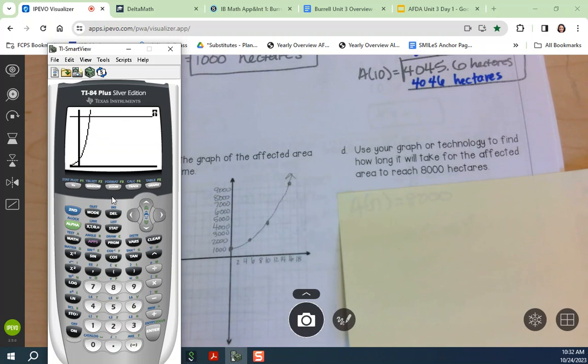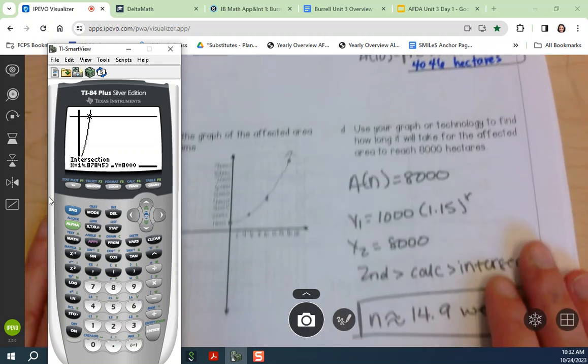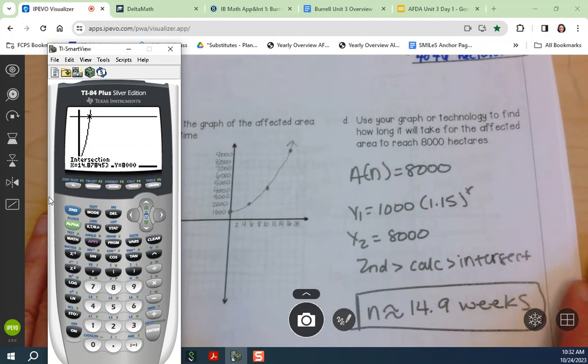So I'll do second, calculate, intersect, which is 5. And I'm going to try enter, enter, enter. No, it didn't jump, did it? Oh, it did. Okay. So this is what I'm dealing with right here. So it's about 14.9 weeks. I went back to 3 sig figs there. About 14.9 weeks.